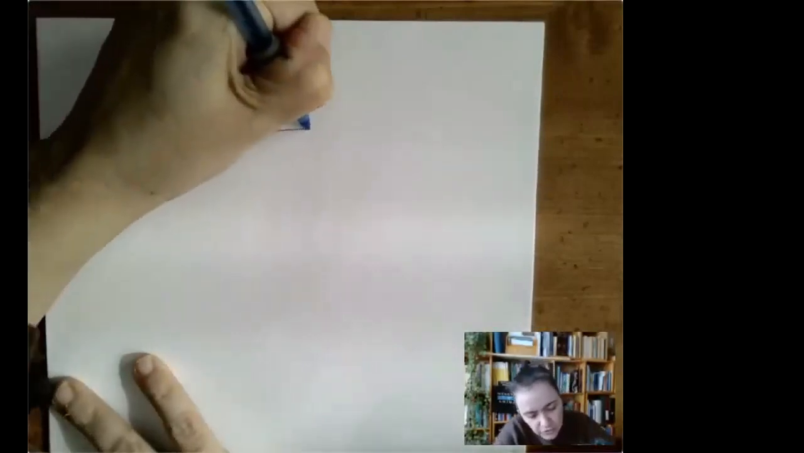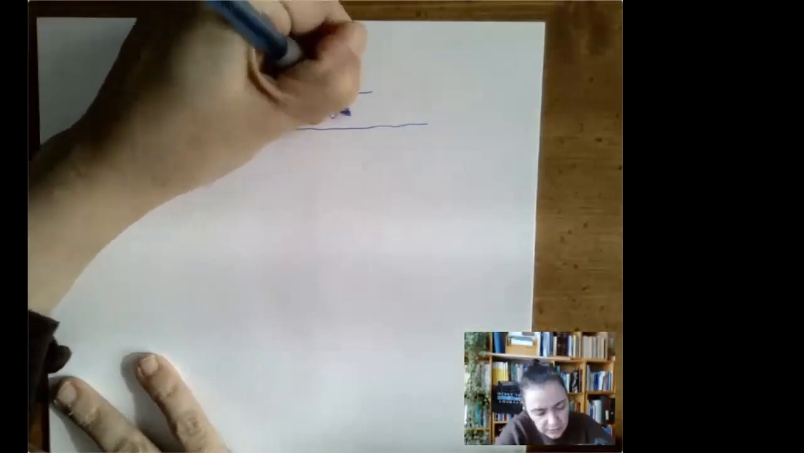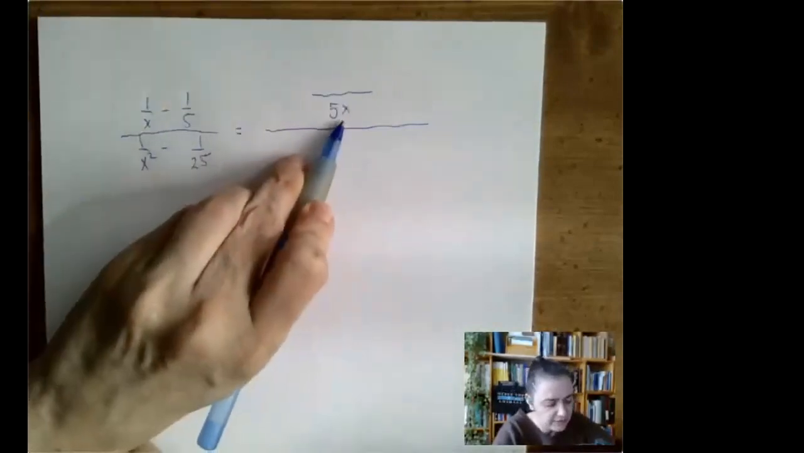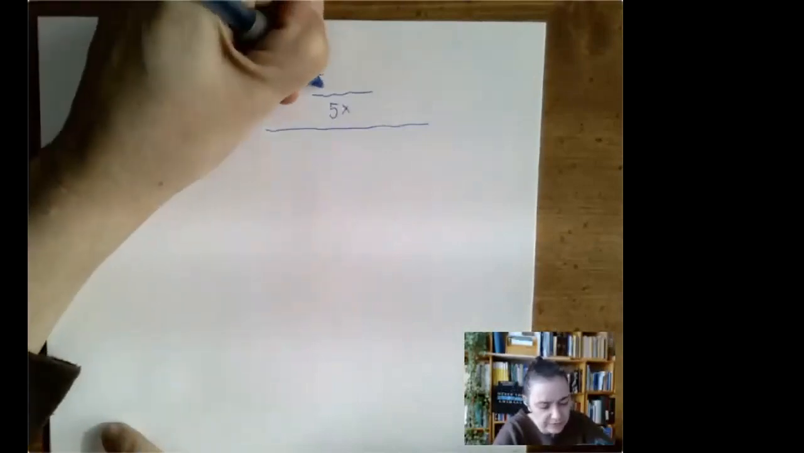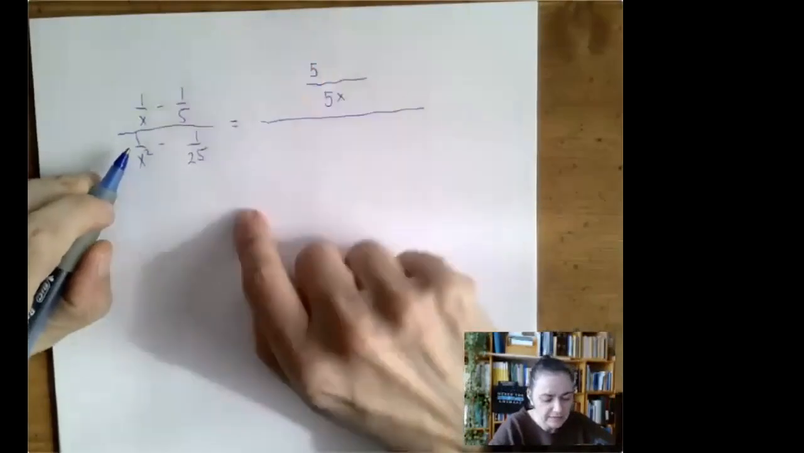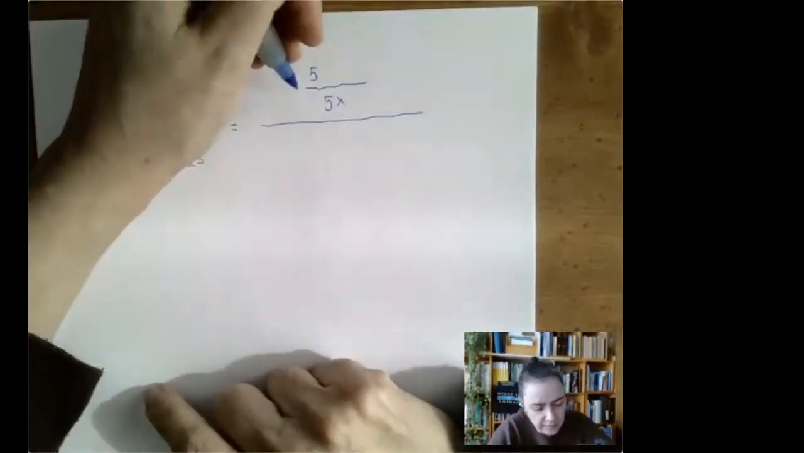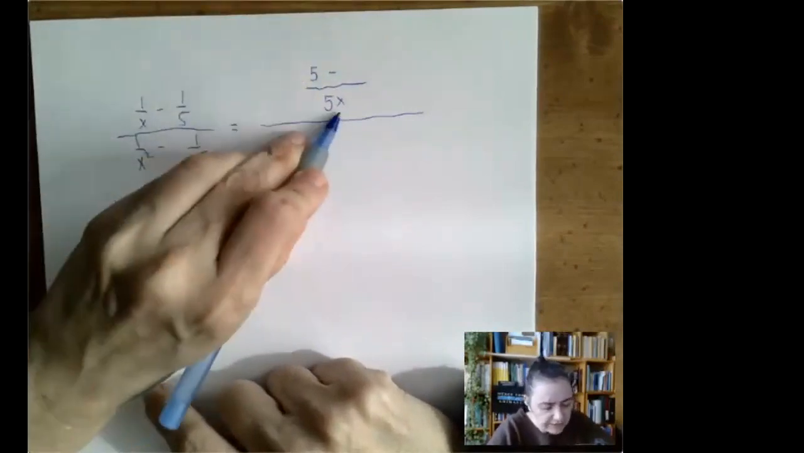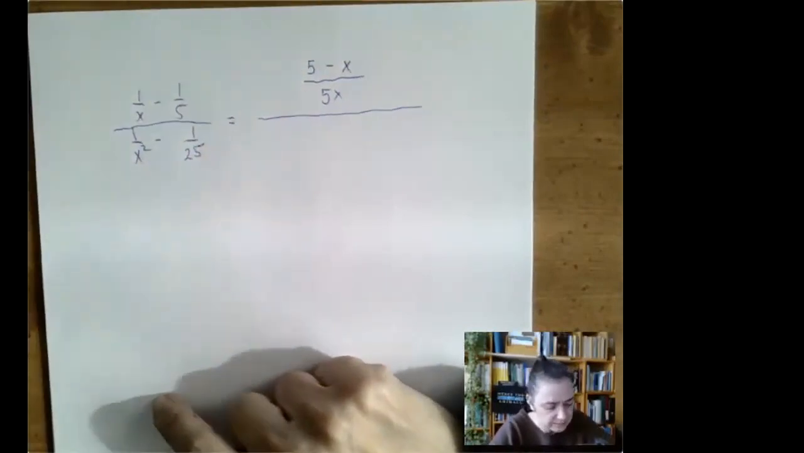Okay, so in the numerator, the least common multiple is 5x, and from x to 5x, we multiplied x by 5, so we have to multiply 1 by 5. And indeed, 5 over 5x will simplify to 1 over x. Minus, well, from 5 to 5x, we multiplied by x. 1 times x is x.